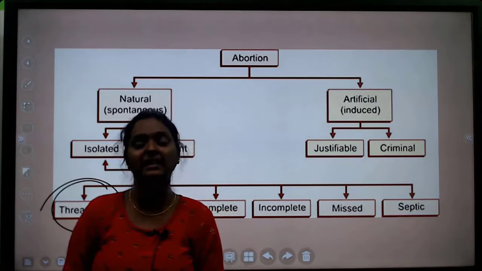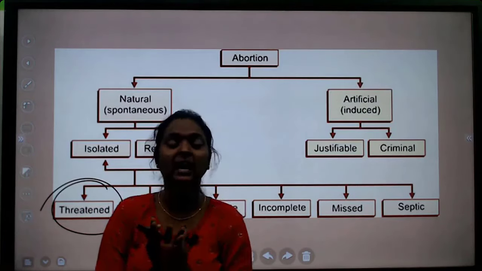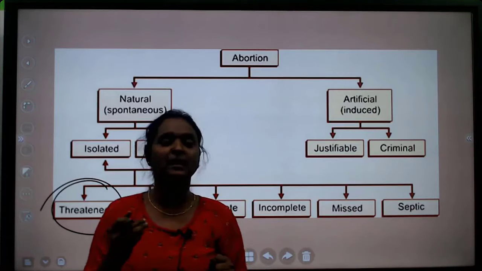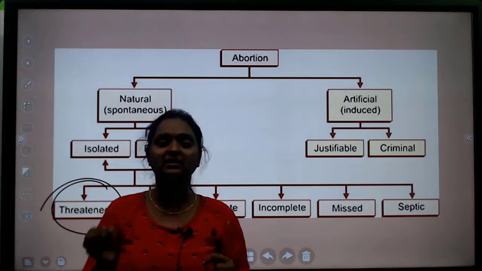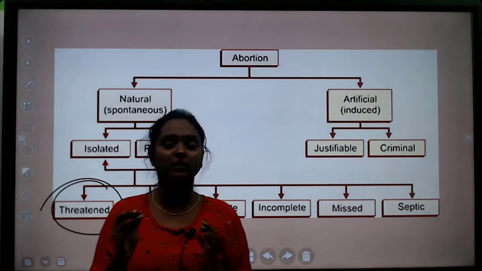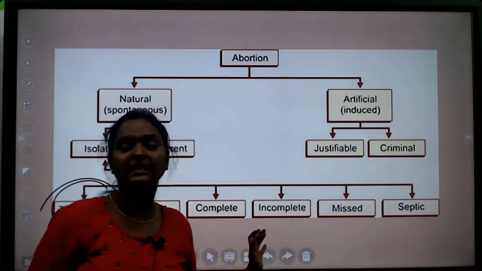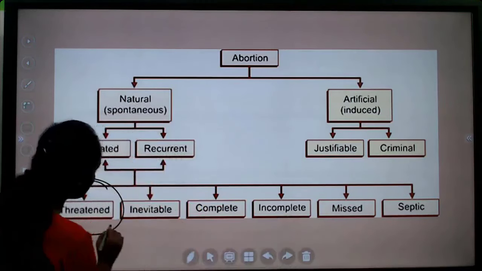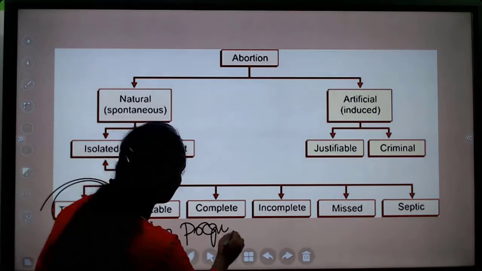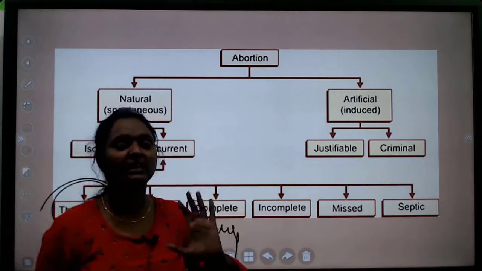Under threatened abortion, continuity of the pregnancy is possible. If the pregnant mother has slight vaginal bleeding and there is no pain, that indicates a threatened abortion. The pregnancy can continue because cervical dilation will not occur.